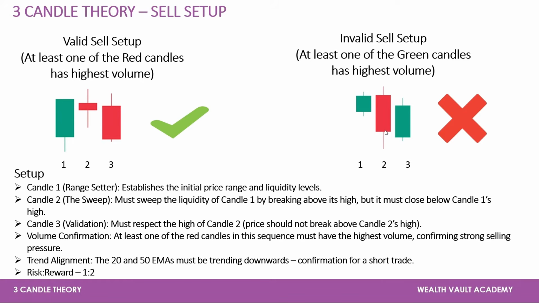Let's move to the three candle theory sell setup. Here, candle 1 is a range setter, which establishes the initial price range and liquidity levels. Candle 2 is the sweep. It must sweep the liquidity of candle 1 by breaking above its high, but it should close below candle 1's high. It is okay if it closes exactly at candle 1's high or below it. Even if it closes below candle 1's low, it is still a valid setup.